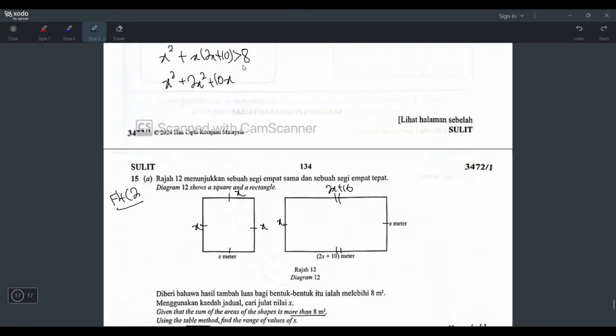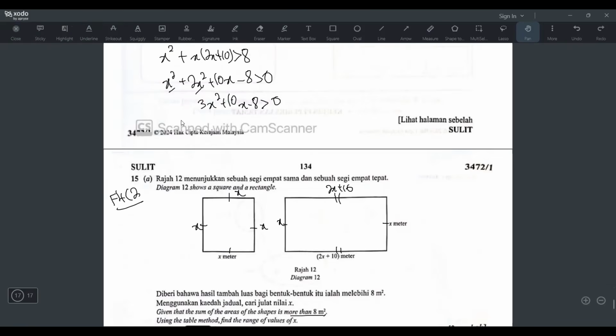So for quadratic, usually you will arrange it into general form. It means everything on one side equals 0. So the 8 you have to bring here, becoming like that, bigger than 0. And then now you can combine the x squared and 2x squared, so it becomes 3x squared plus 10x minus 8 bigger than 0. So as you can see, you end up getting a quadratic inequality. In Bahasa Melayu, ketaksamaan quadratic. It's a quadratic, but it's not a persamaan because it's bigger. So we call it inequalities.